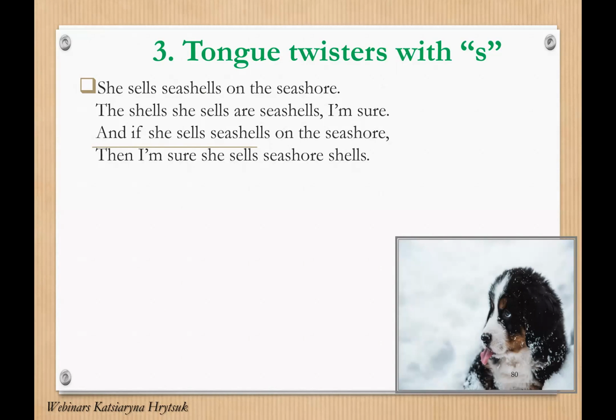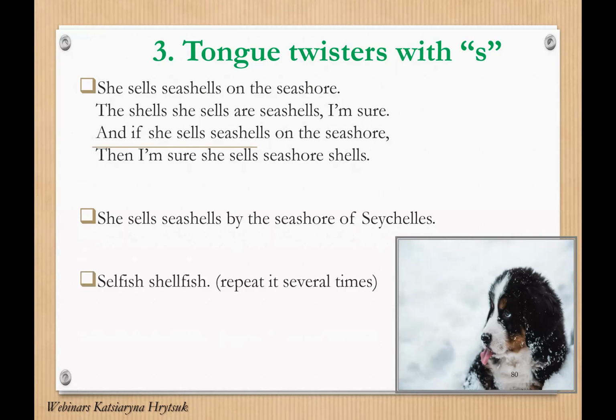Sell, right? Sell something. Seashells, shells. On the seashore, on the seashore. Shore, sea. And the words I'm sure, you see, and then I'm sure she sells seashore shells. So this is quite nice. Another one, this one is easier. She sells seashells by the seashore of Seychelles. Seychelles Islands, yes? So she sells seashells by the seashore of Seychelles.